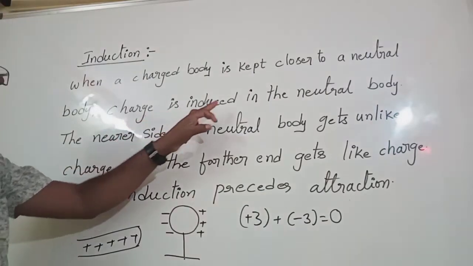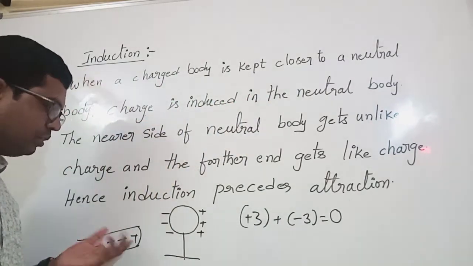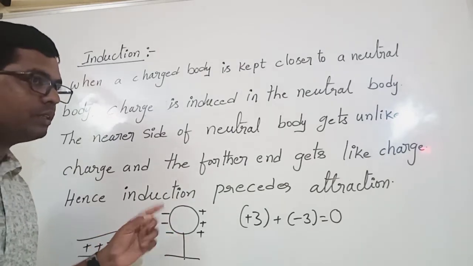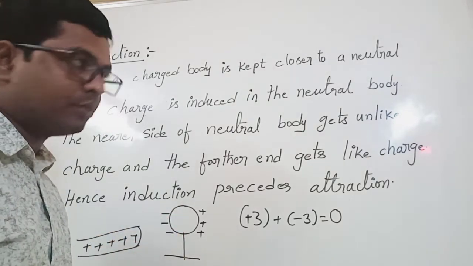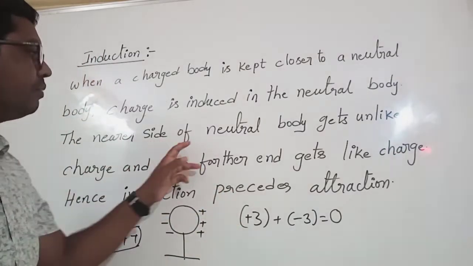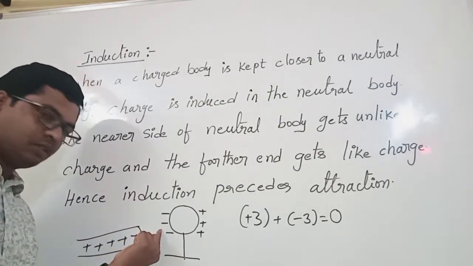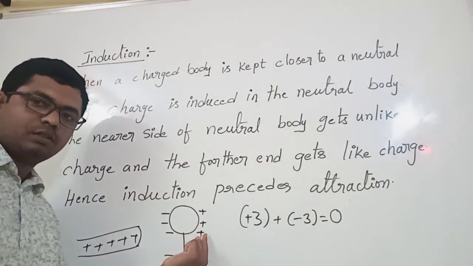Charge is induced in the neutral body. Neutral body in the sense charge is equal to 0. The nearer side of the neutral body gets unlike charge. This is called the nearer side, and this is called the farthest side.